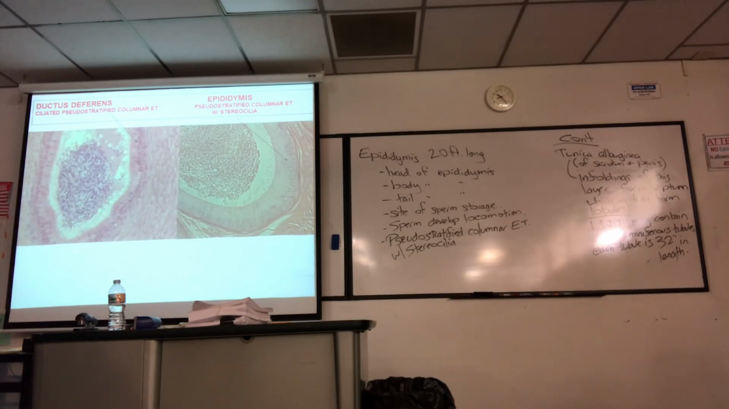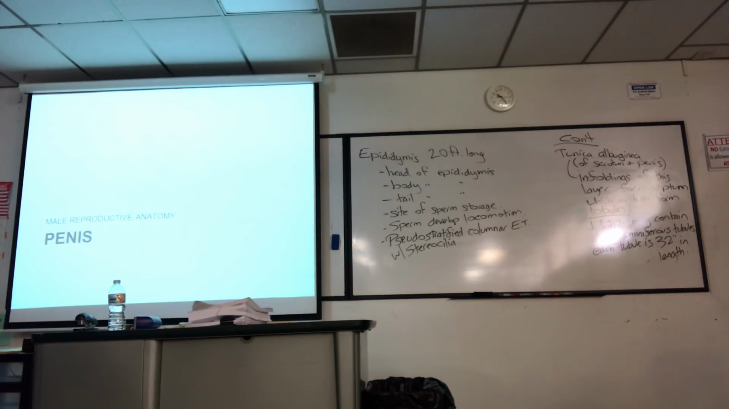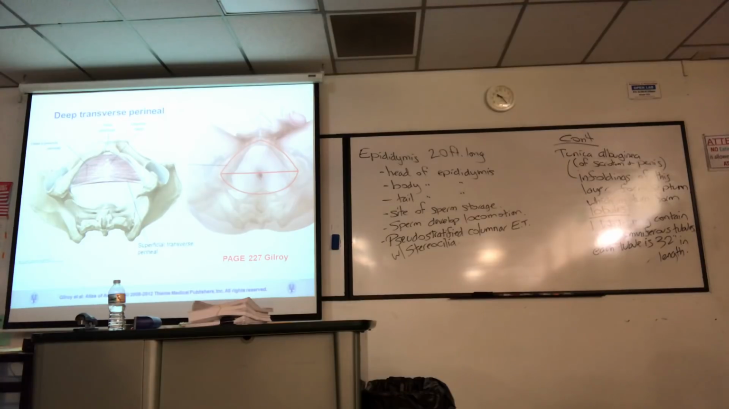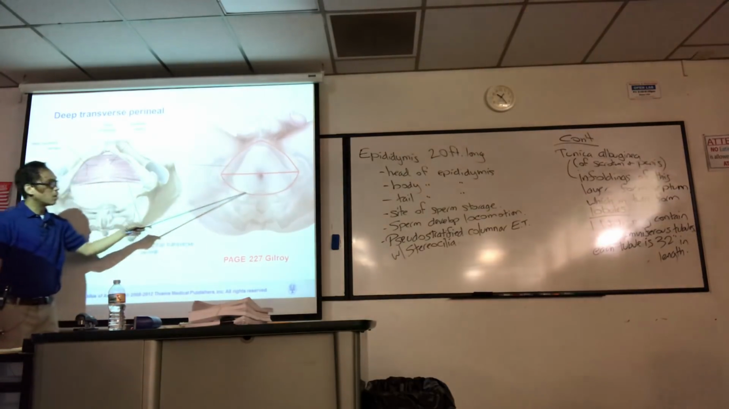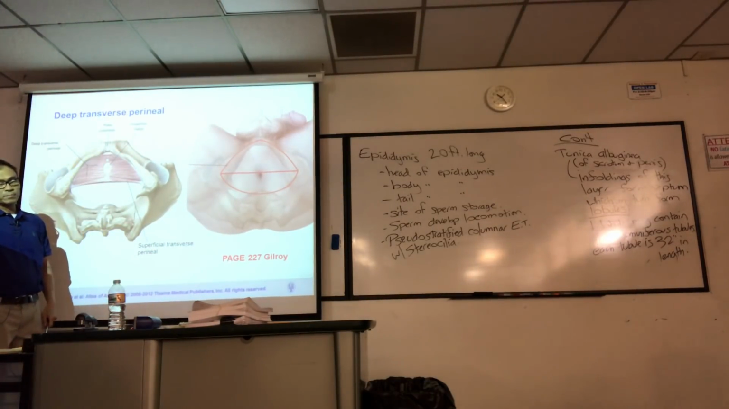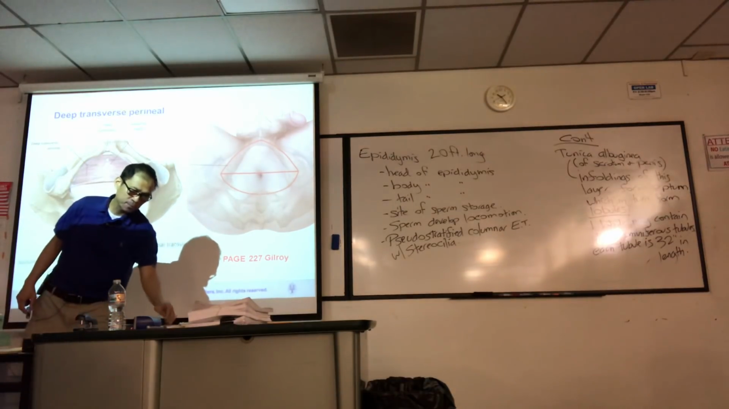So we did testes, epididymis, so now the penis. We've been talking about it. This is the platform for the root of the penis, and we have two muscles here. I know this pelvis happens to be female because there's two holes, one for the urethra and one for the vagina. But it applies to males too. We have this area here, the region called the perineum. Just write that down.